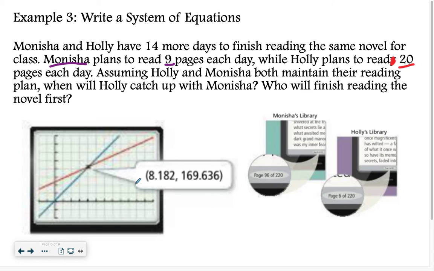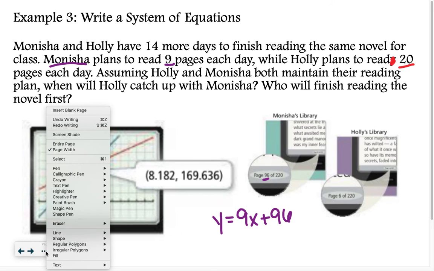an equation for each of them. So Monisha plans to read 9 pages each day. So y is going to be how many pages she has read. And then she's going to do 9 pages each day. I don't know how many days she's going to read yet. Plus, and then Monisha's starting value is 96.